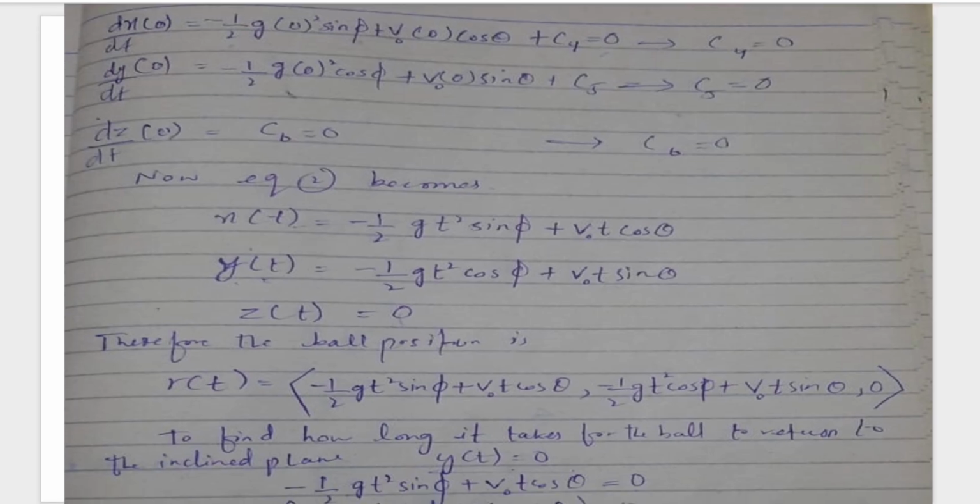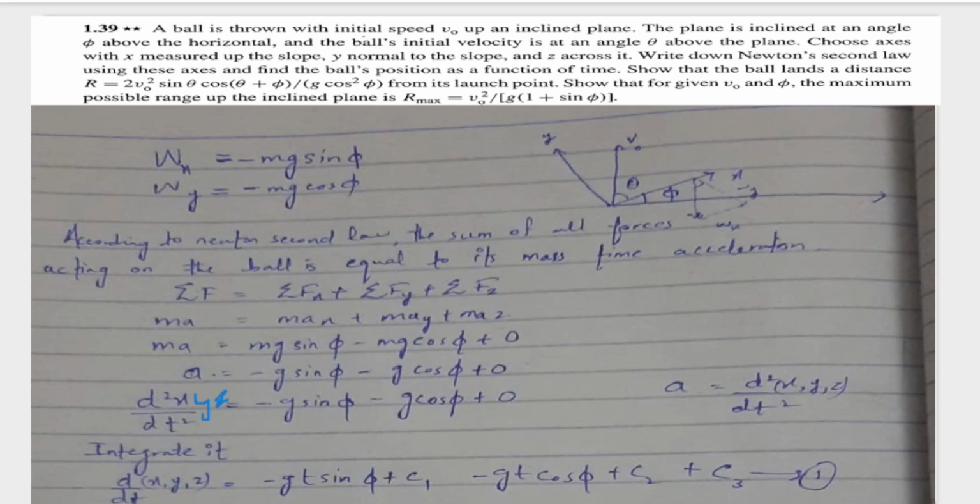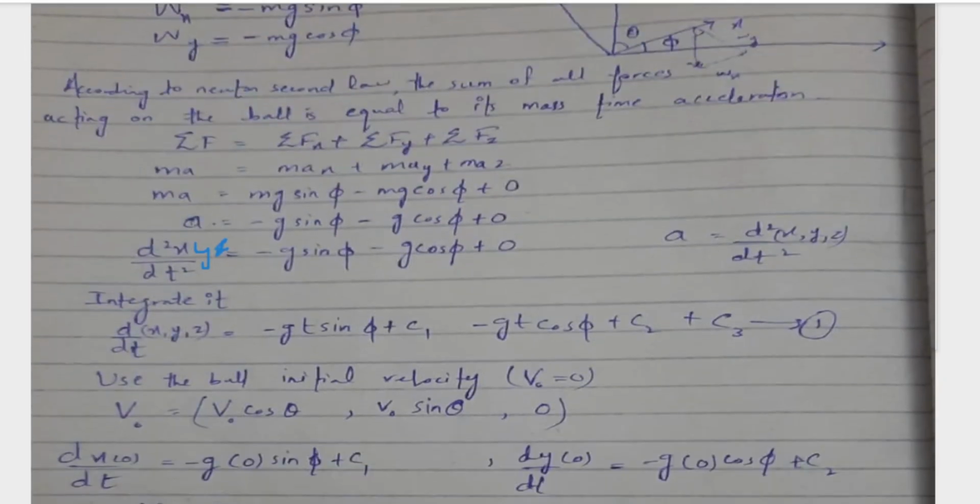Now you can see there are three equations, and we consider them at time 0. After putting the value of time 0, we will get the values of c4, c5, c6 as 0, the same case. Now equation 2 becomes the last equation. Let me show you.